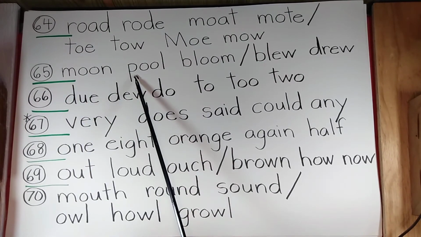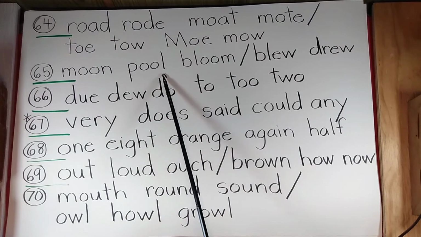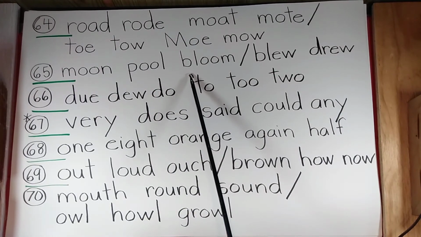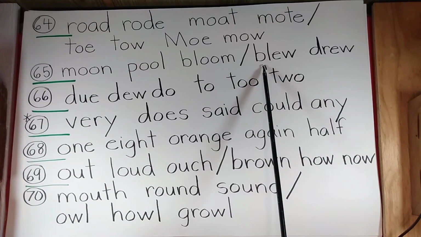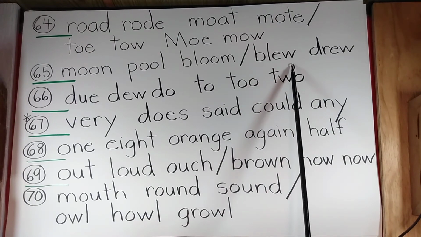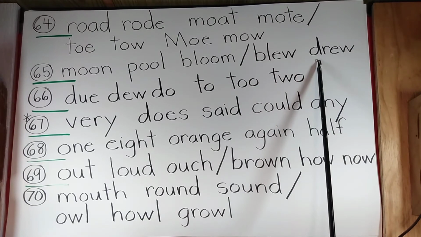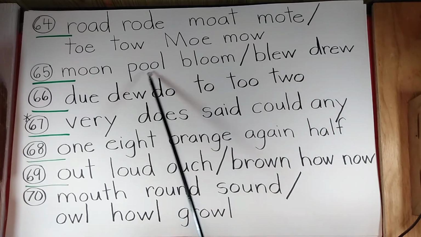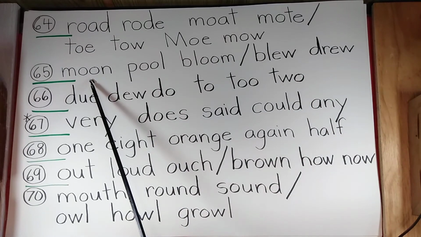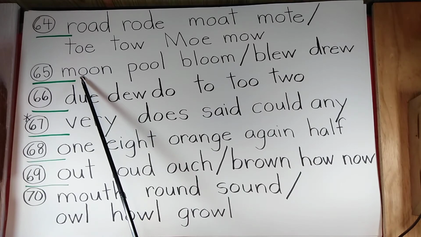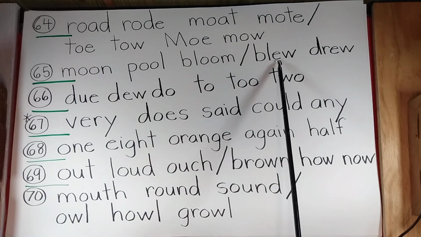65. Moon, pool, bloom, blue, drew. Two separate sections because the long U sound oo can be formed with two O's together or an EW.